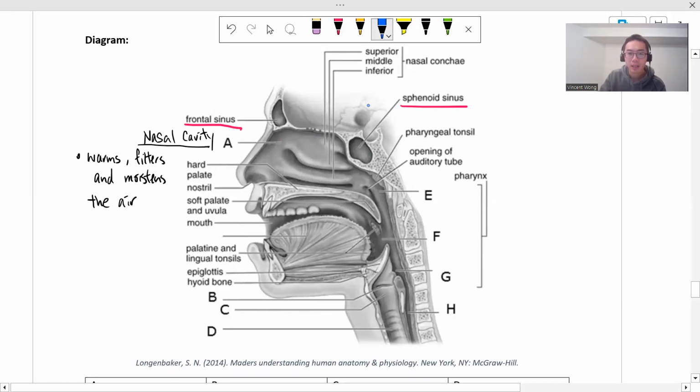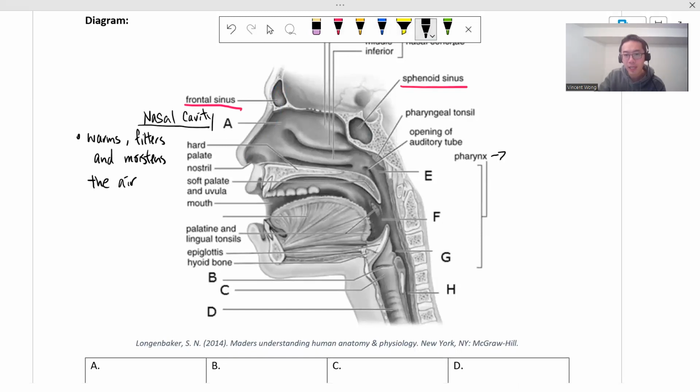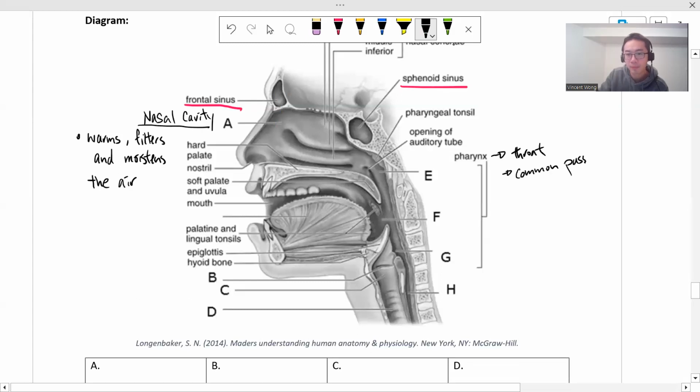The pharynx is the throat, basically. It is the common passageway of food, liquid, and air. Everything we swallow, everything that we inhale, is going to pass through the pharynx, the throat.